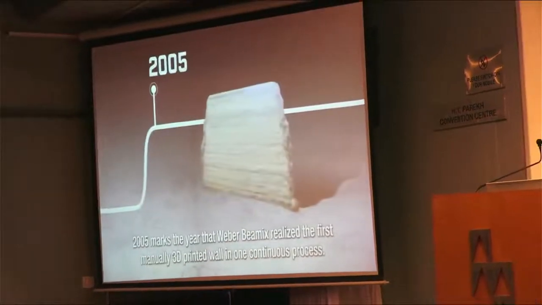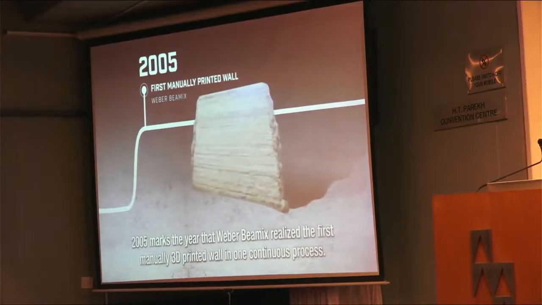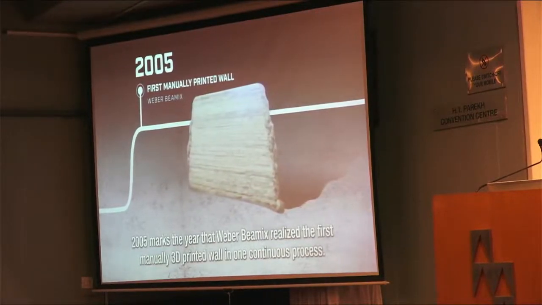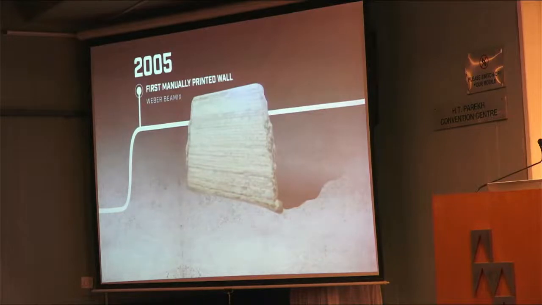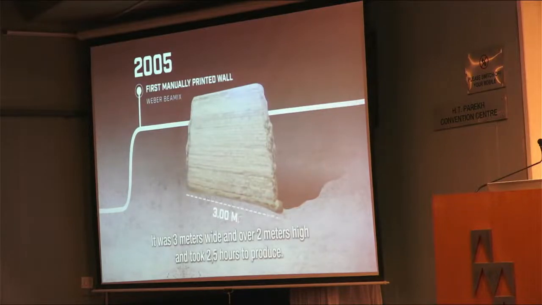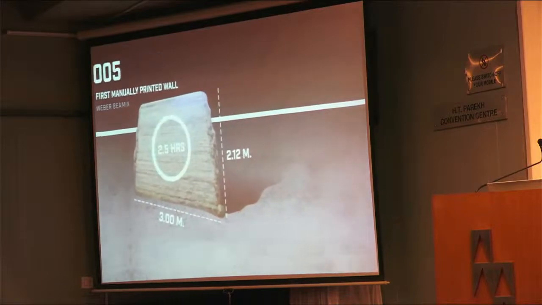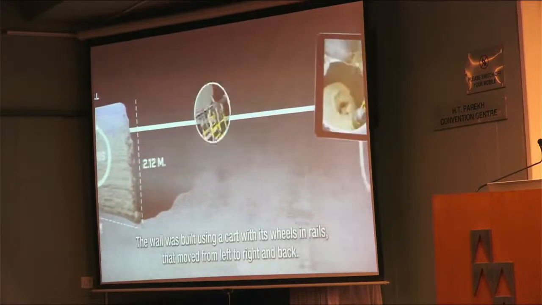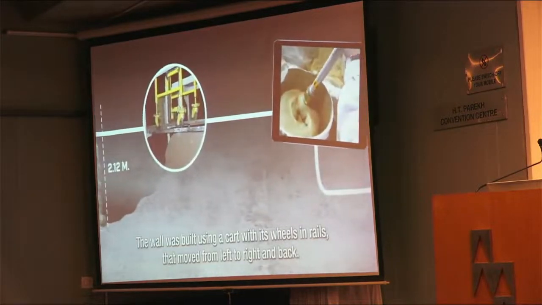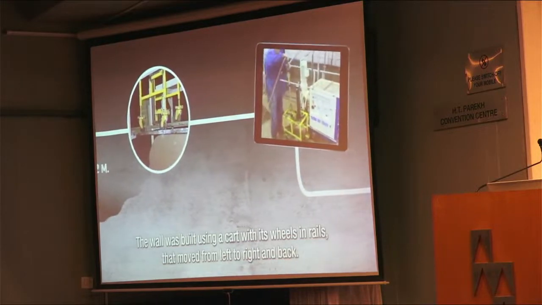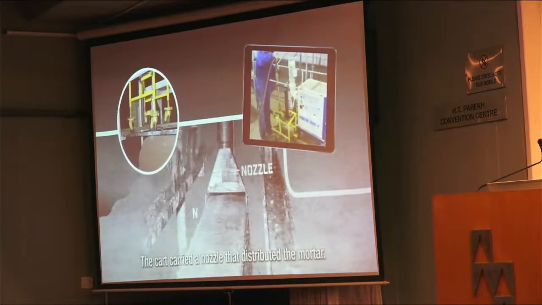2005 marks the year that Pervious realized the first manually 3D printed wall in one continuous process. It was 3 meters wide and over 2 meters high, and took 2.5 hours to produce. The wall was built using a cart with its wheels and rails that moved from left to right and back. The cart carried a nozzle that distributed the mortar.